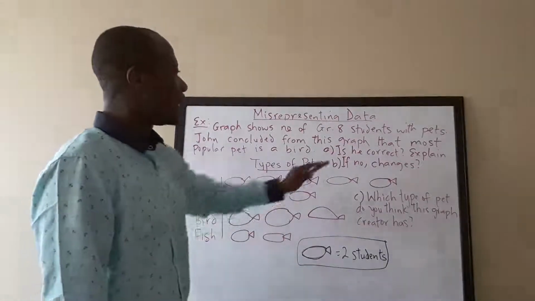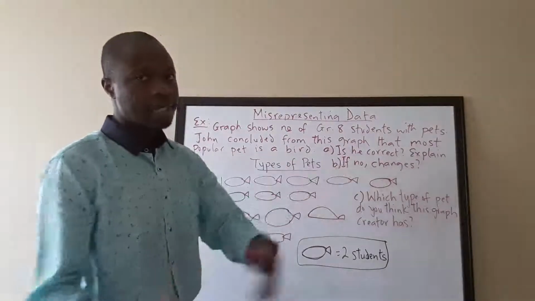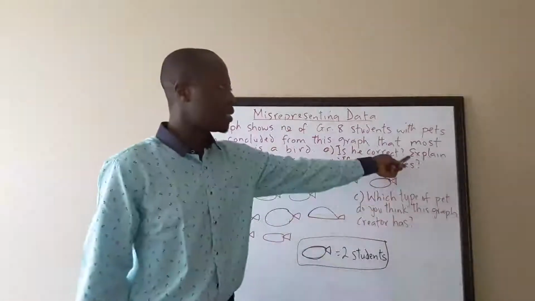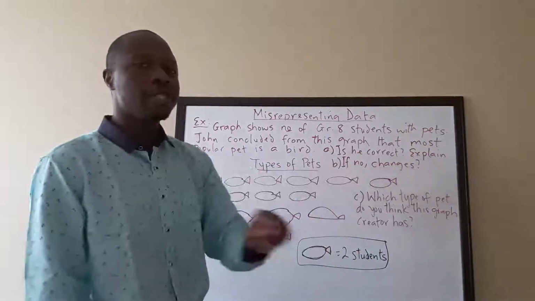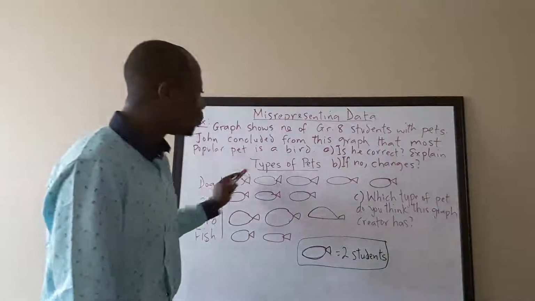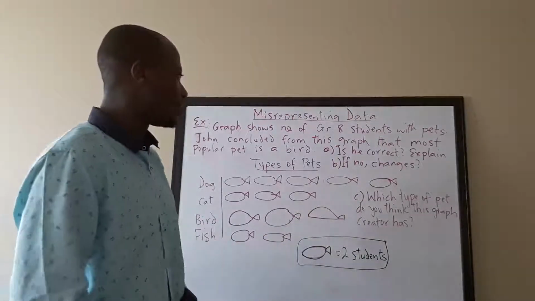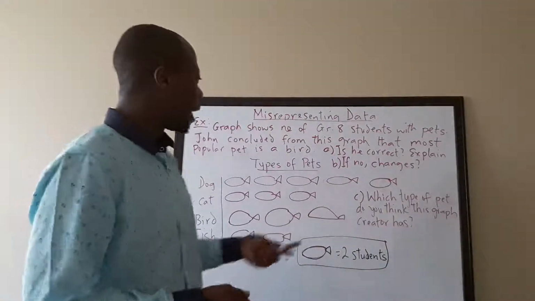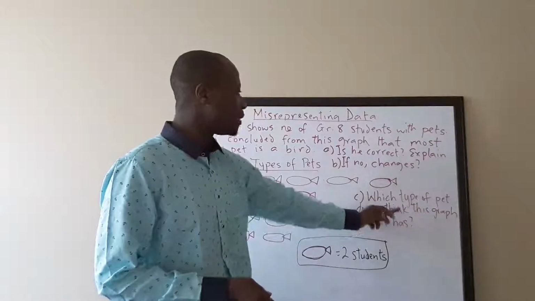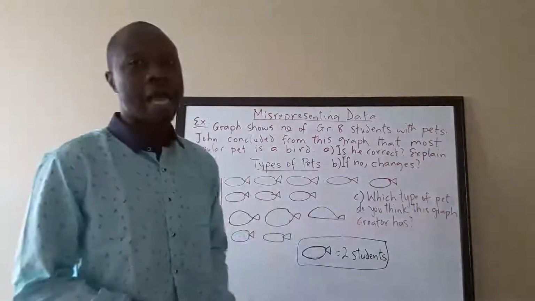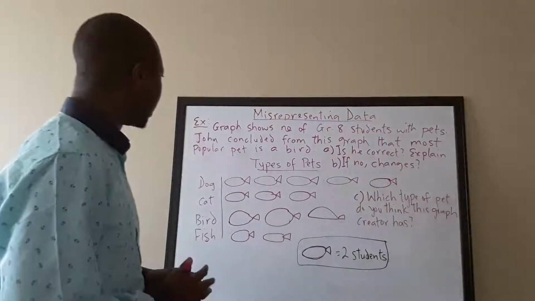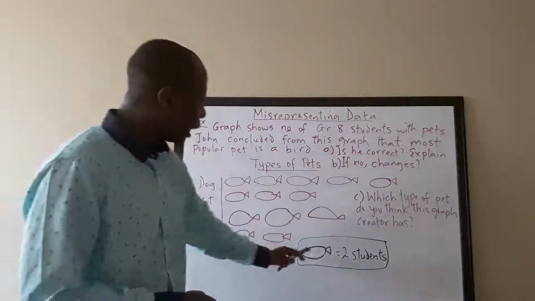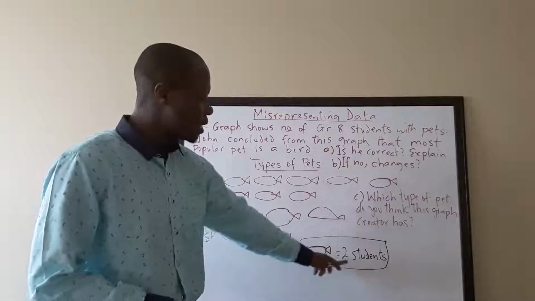Well, is it correct? Yes or no? Explain yourself. If your answer to the first one is no, what changes should we make to the pictograph to make it correct? And which type of pet do you think this graph creator has? So which type of pet? Well, let's see. Each drawing represents 2 students.